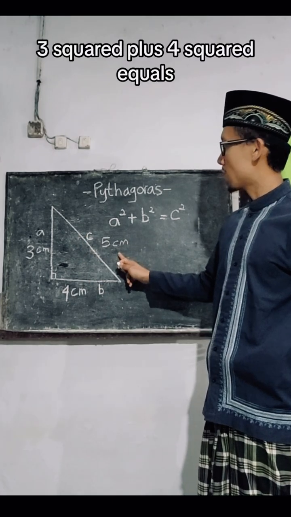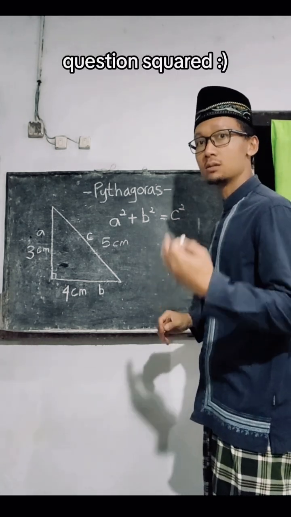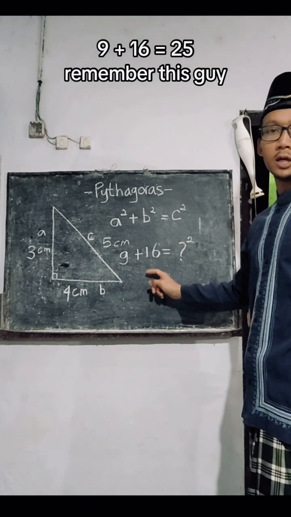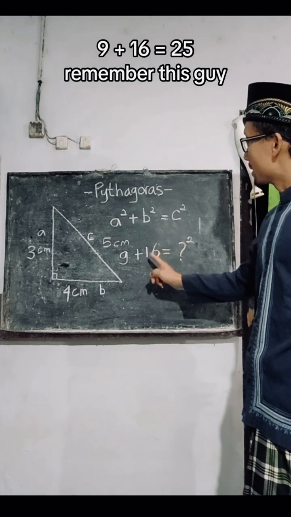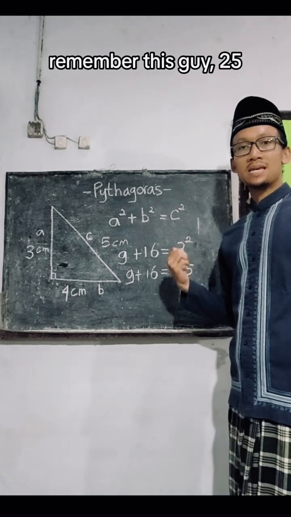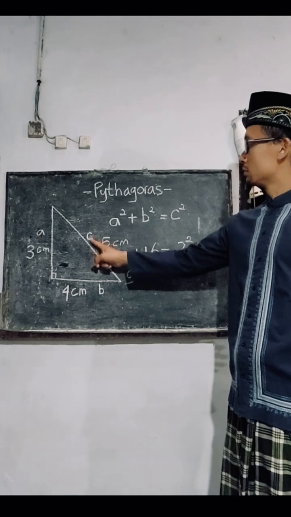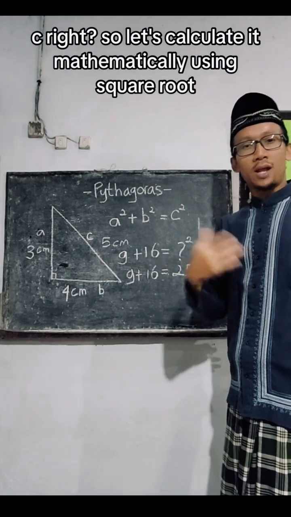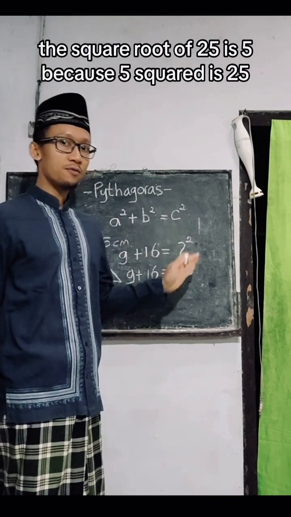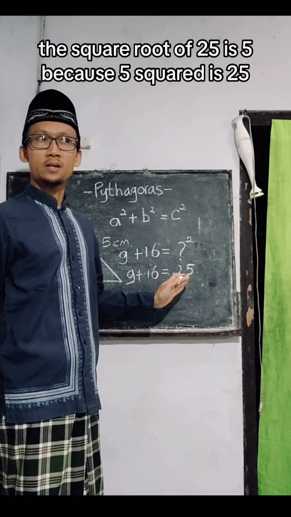Boom! 3 squared plus 4 squared equals question mark squared. 9 plus 16 equals 25. Remember this guy, 25, is the squared version of C. So let's calculate it mathematically using the square root. The square root of 25 is 5 because 5 squared is 25.